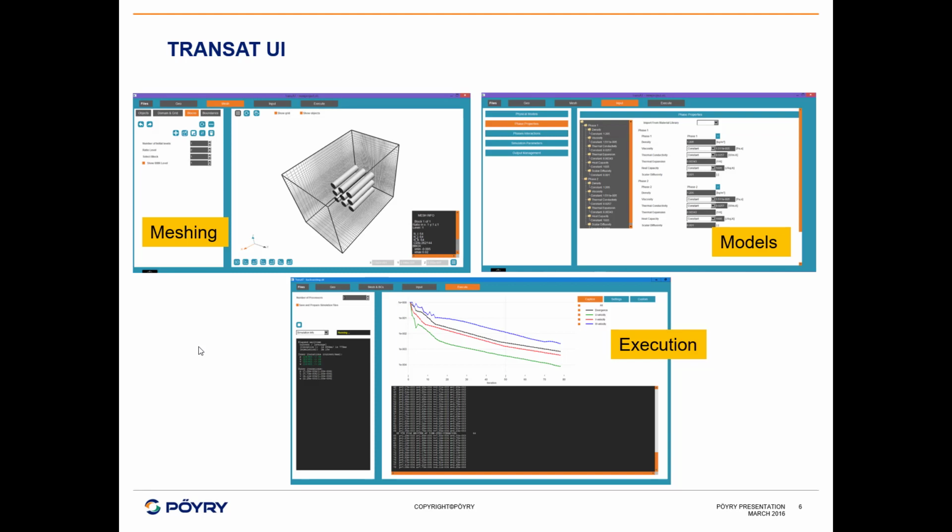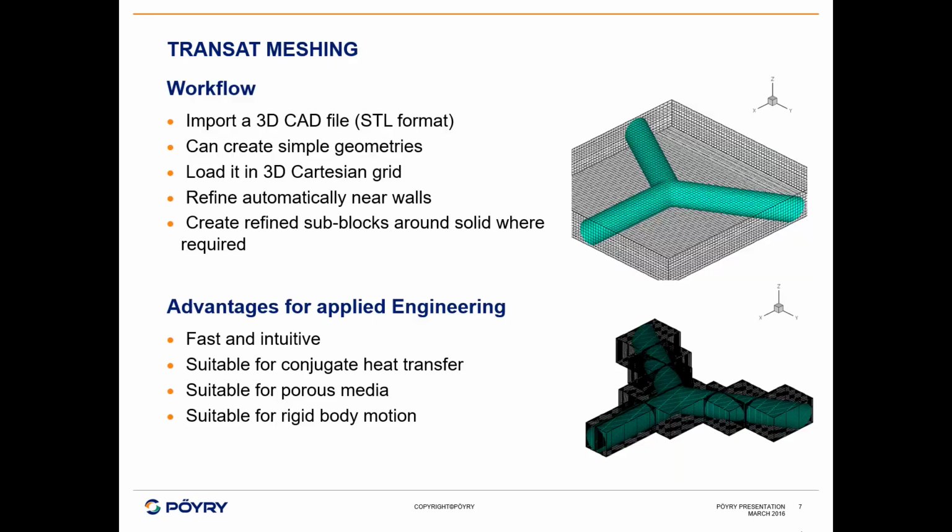In the third tab below, execution, we see running of a simulation where residuals are plotted to a graph as well as the value is output to the text below. In the left side of the execution window, we have a unique feature called SimInfo, which shows all of the relevant simulation information. The meshing in TransAT is very important for setting up a reliable model.